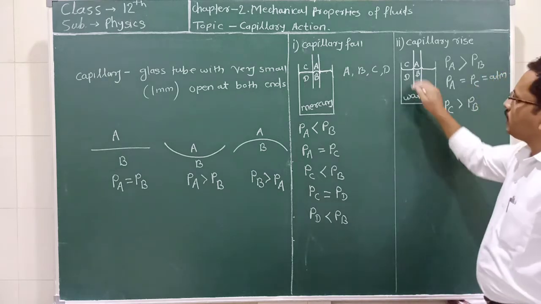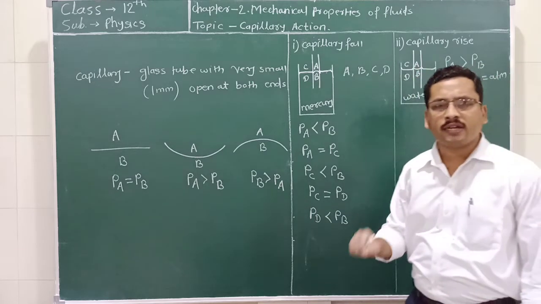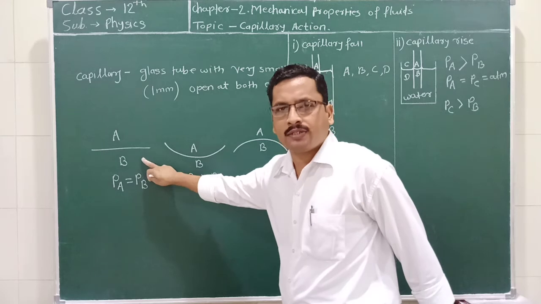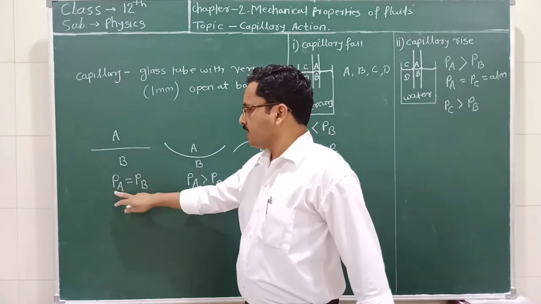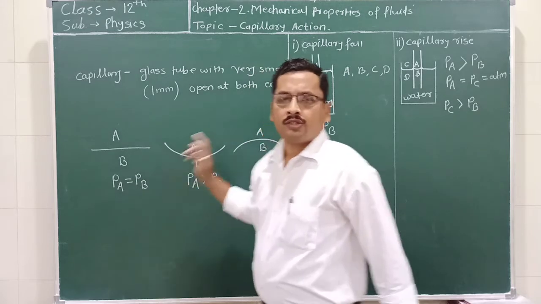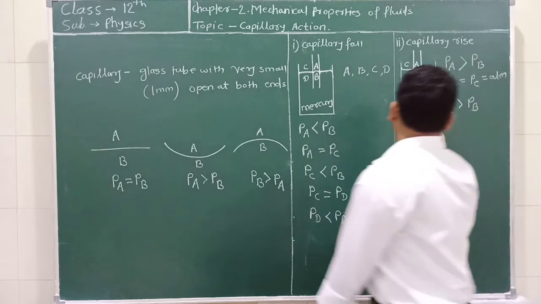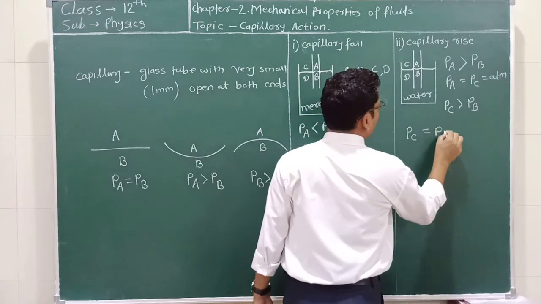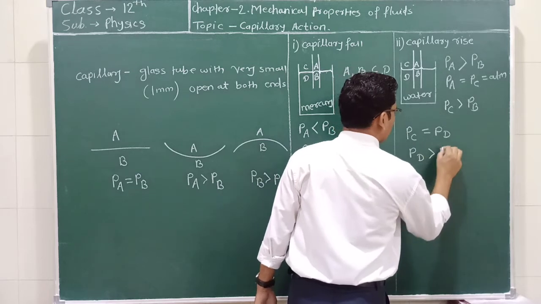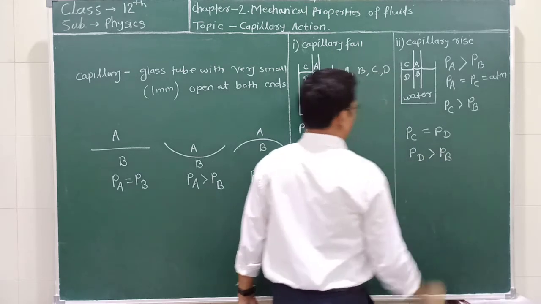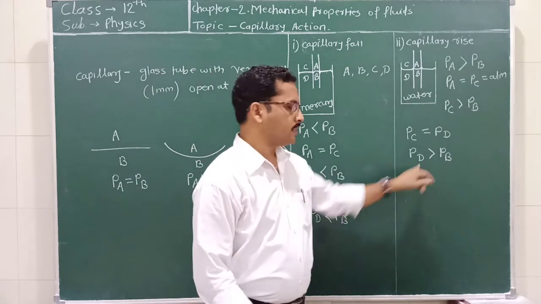Now there are two points, C and D. They are on either side of the plane surface, and the pressure on either side must be equal. So we can write that PC is equal to PD. So we can write that PD is greater than PB. So we can see here this is the opposite case.